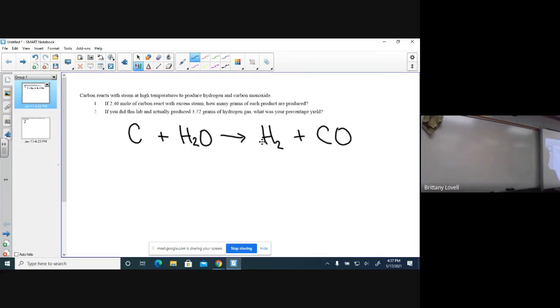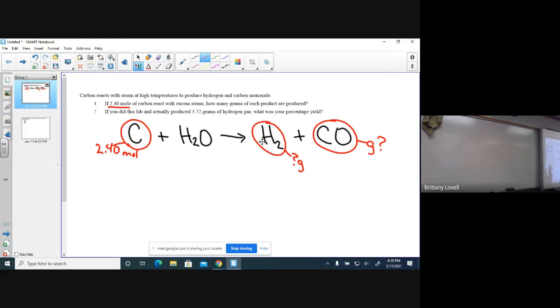All right. Well, what I'm going to do is go ahead and circle my knowns and my unknown. It says if 2.40 moles of carbon. So here's my carbon, and I have 2.40 moles. All right. And it reacts with excess steam. So it says it's reacting with the steam, but you've got plenty of it, so don't worry about it. How many grams of each product? Well, there's 2 products. So I'm going to figure out my grams of this one and my grams of this one, right? All right. So I'm going to work through 2 problems here.